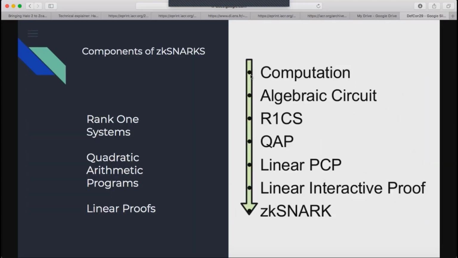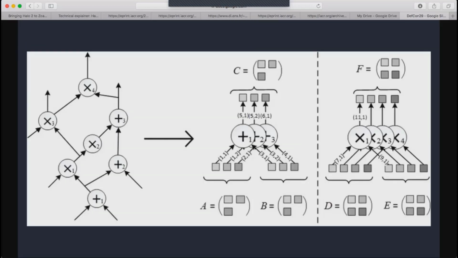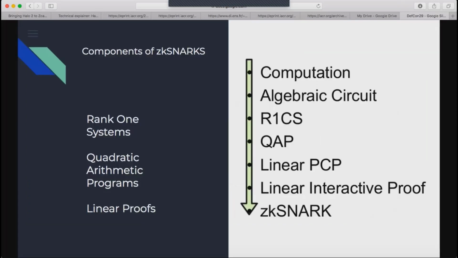What are the components of ZK SNARK? What you see in the previous slide, when you depict it in a matrix representation, is known as a rank 1 constraint system, R1CS. That is a specific kind of matrix representation. So initially an arbitrary program is converted to an arithmetic circuit, and from there we generate R1CS, rank 1 constraint systems. And from this we can produce quadratic arithmetic programs, and we can produce linear proofs.